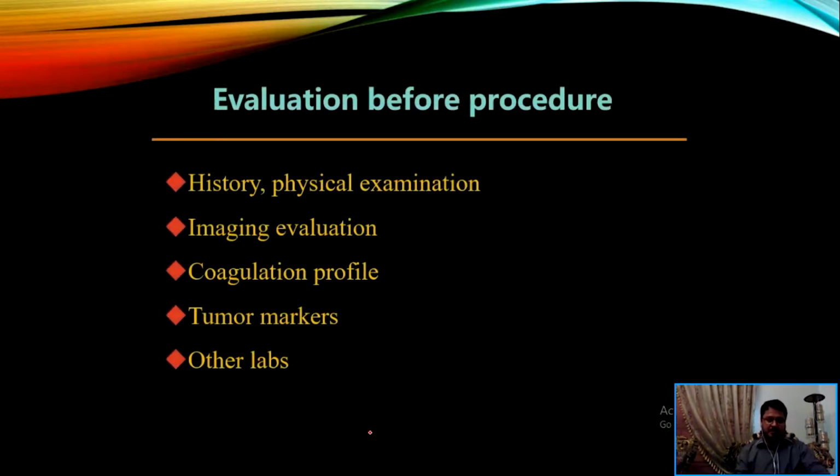So before we start the procedure, we evaluate the patient, we take the history, we do a physical examination. The most common lesion we ablate is osteoid osteoma, and osteoid osteoma has a very classical clinical history of night pain that is relieved with NSAIDs, likely aspirin, etc. We evaluate the imaging, especially we want to see CT scan or MRI if available. The coagulation profile of the patient should be within normal limits. We also check some tumor markers if we are going to ablate some focal solitary bony metastasis.